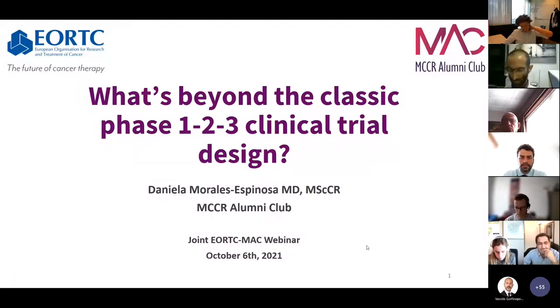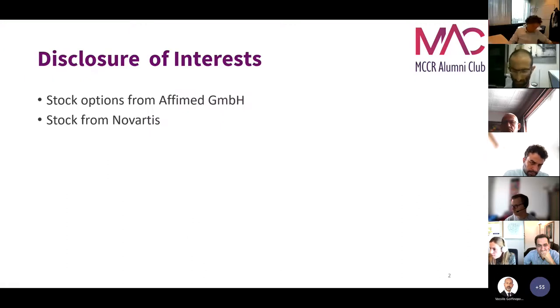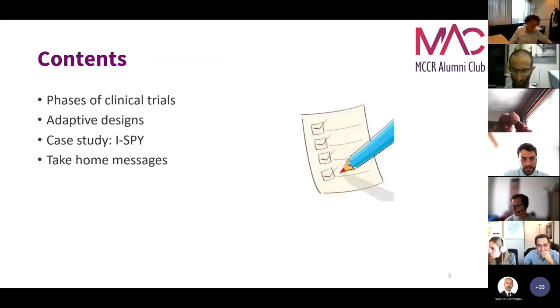So, what's beyond the classic phase 2-3 clinical trial design? It's not an easy thing to say, because there are so many things to it. What I'm going to focus on is adaptive trials, and I'll give you an example. This is my declaration of interest. We're going to speak only very briefly of the phases. You already know this. I'm going to focus on adaptive designs, and I will show you a case study, which is the I-SPY. I chose this one because it's more known and one of the real ground shakers that we had from the very beginning, along with some take-home messages.